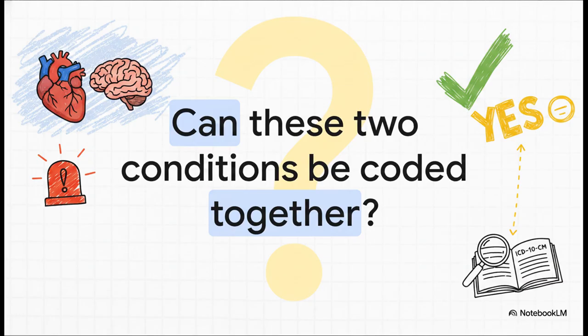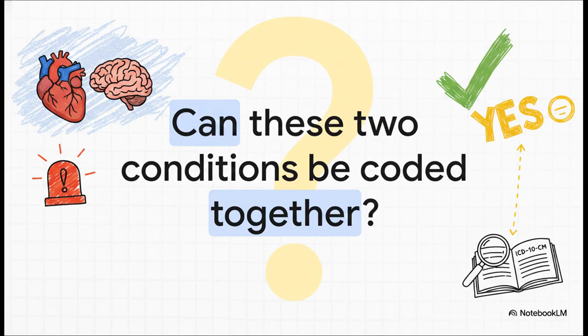Okay, let's dive into this, because we're asking the exact high-stakes question you face pretty much every single day when you stumble on an excludes note in the alphabetic index or the tabular list. Can these two conditions be coded together? Picture it. You've got a patient with two distinct conditions. You track down your code, but right underneath it, bam, an excludes note flashes like a warning light. Your stomach drops a little bit, right?